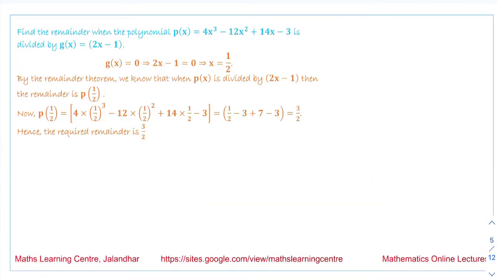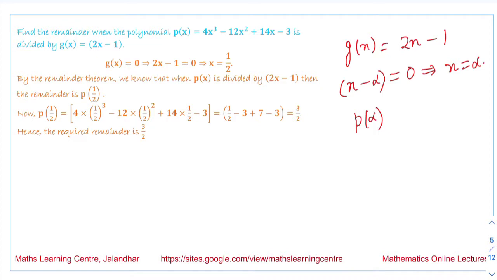Similarly, in this question, we have g(x) is equal to 2x minus 1. So what we require is x minus alpha. Our remainder theorem was for when the divisor is in the form of x minus alpha. So we find the value of p of alpha. How are we getting this value? Basically we are equating this term equal to 0, and substituting x is equal to alpha over here.